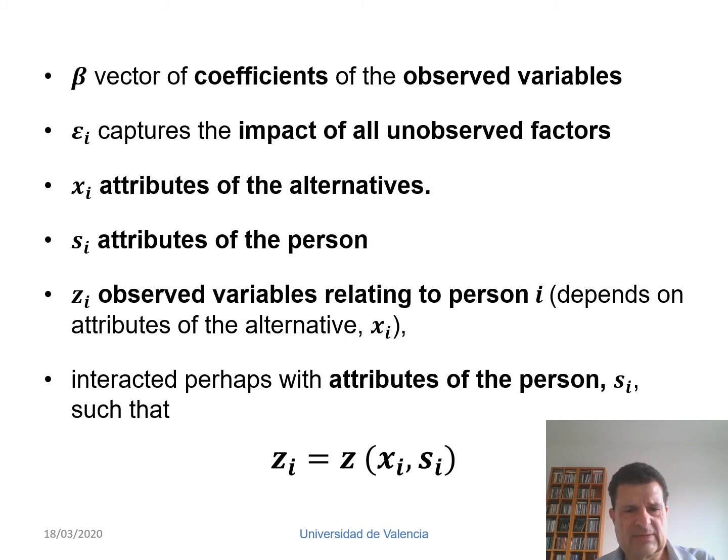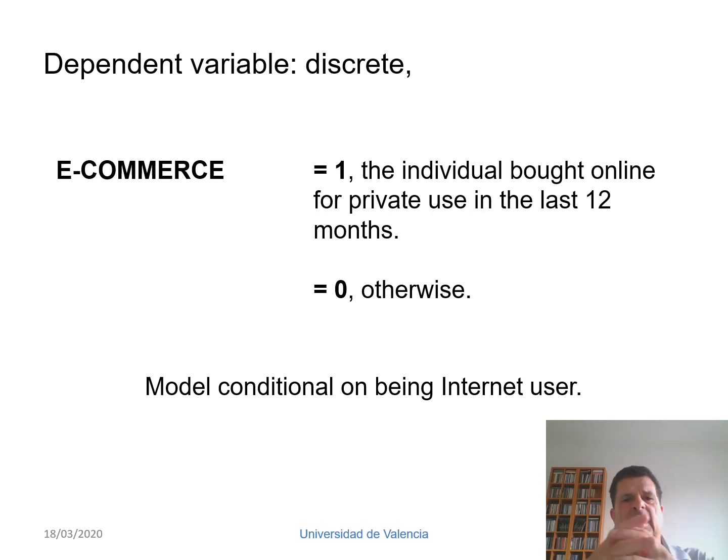So that depends on the attributes of the alternatives, also Xi. They interact. And those are probably interacted with attributes of the person Si. So the Z's end up being a function of X's and S's. So that is a very synthetic way of talking about this type of utility maximizing framework. And the idea is that the dependent variable here is discrete, it is yes or no.